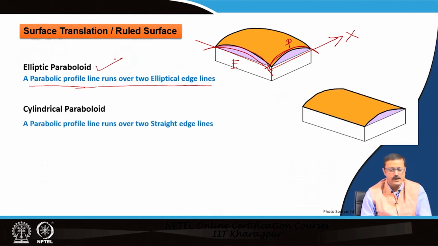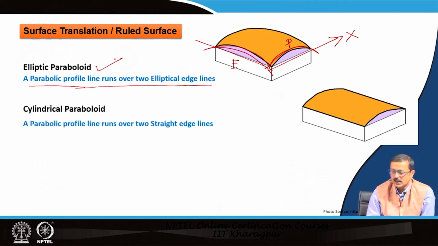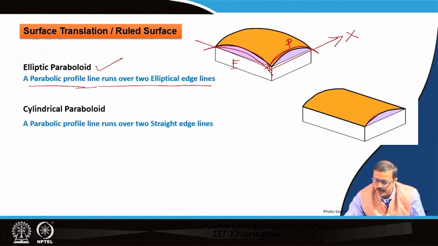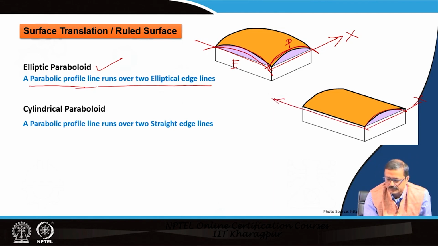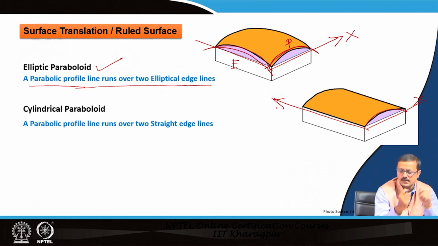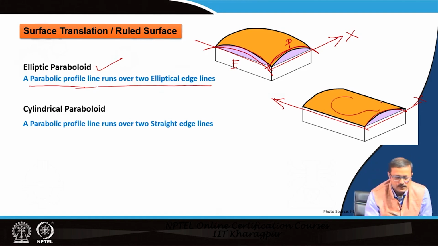Similarly, we can have a cylindrical paraboloid. What happened? This is a paraboloid. So, this is a parabola in the x axis. In the y axis, it is a straight line. Now, if you run that parabola over that straight line, the surface that is generated is called the cylindrical paraboloid.